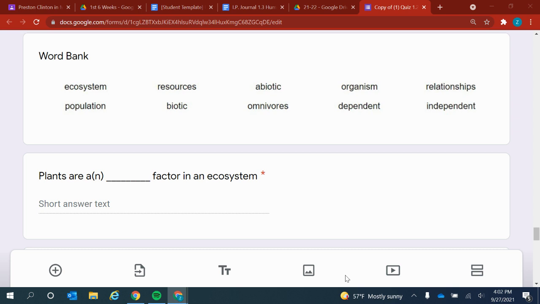And then they also mate. Plants do, in fact, mate. So it is definitely alive. So our correct answer is plants are a biotic factor in an ecosystem.